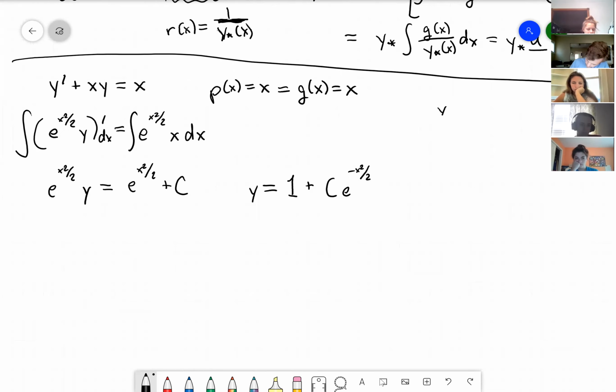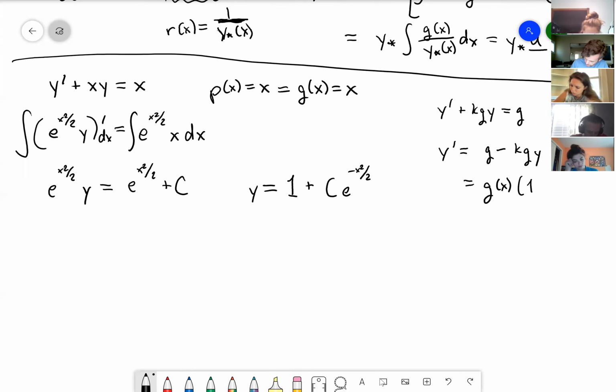If we have y prime plus our p of x times y equals q of x, and our p of x is actually just a constant multiple of our q, so we can write it like this. And we can rewrite this thing as y prime is equal to q minus a q y. And we can factor out q of x, and we get 1 minus ky, right? So this is a function just in terms of x. This is a function just in terms of y.